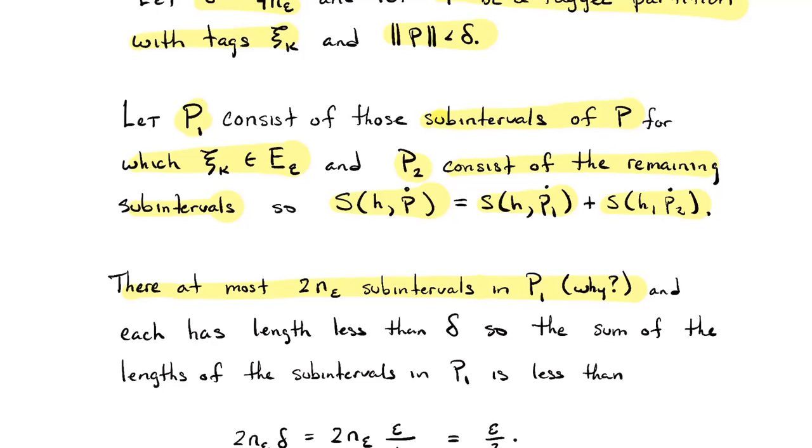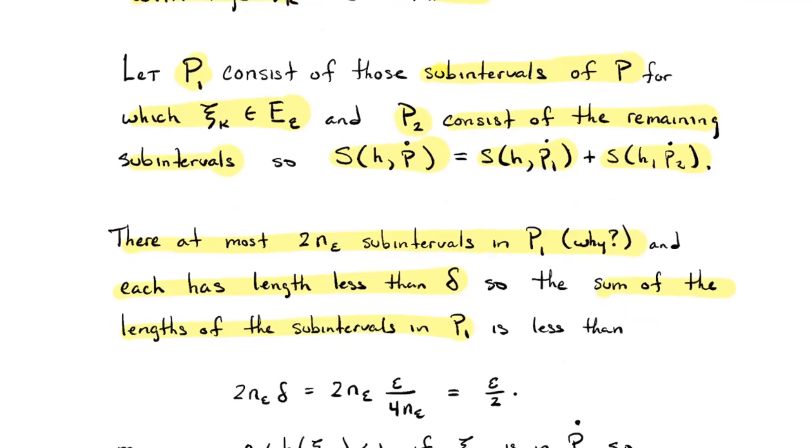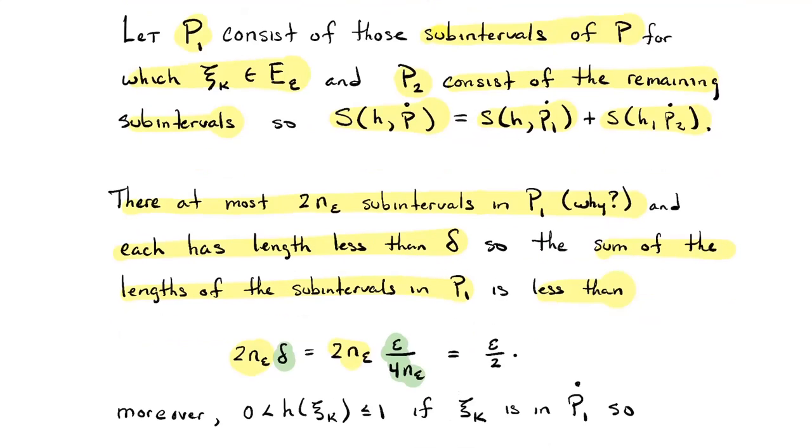And every interval in this partition has length less than delta. So all those things have length less than delta. So if you summed the lengths of the subintervals in P1, so you add up all those lengths, then you would get something like what? That would be less than the number of them times the length of each one. And we wrote in that delta is epsilon over 4 times n sub epsilon. Sorry, it's too hard to pronounce all of these things. And here's our 2 times n sub epsilon, and that simplifies to epsilon over 2. I should have just shut up about it.